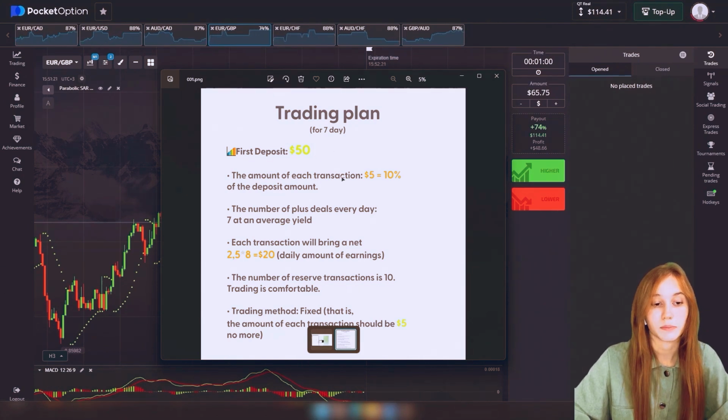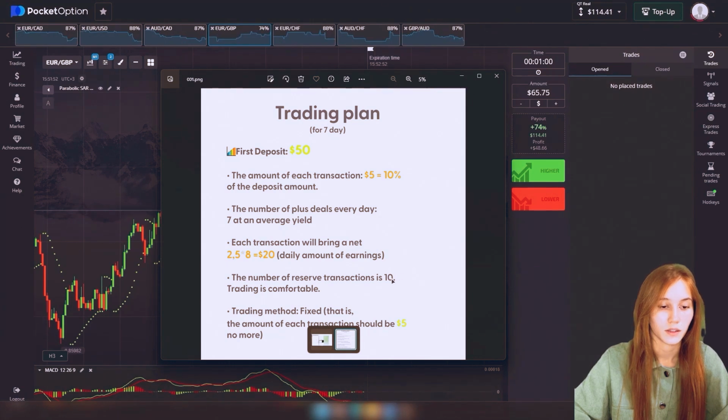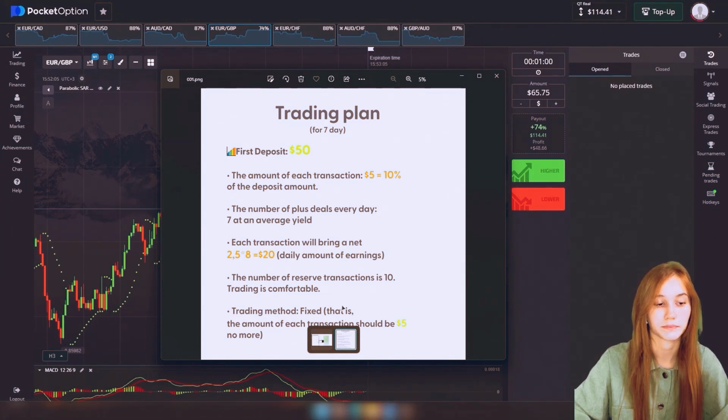So I repeat, this depends on your at least initial deposits. If you want to understand more, like only the first deposit amount of the total deposit should not be $50, it should be in bigger amounts, and by that you'll increase your balance. So it's fixed method of trade. Each deal should be no more than $5 to clearly understand your trading plan.